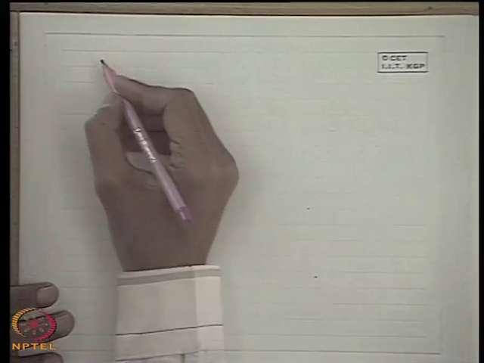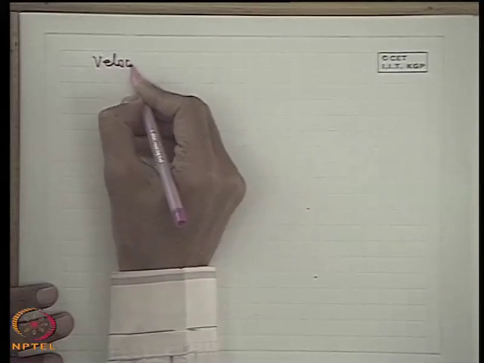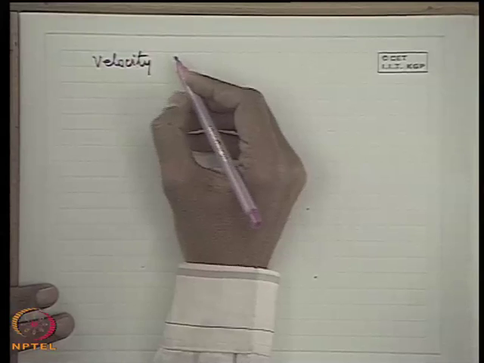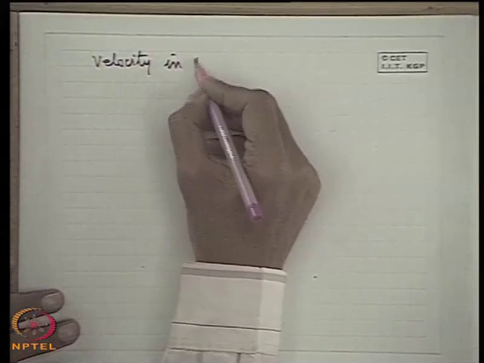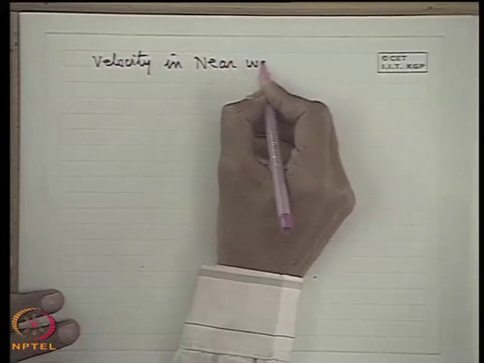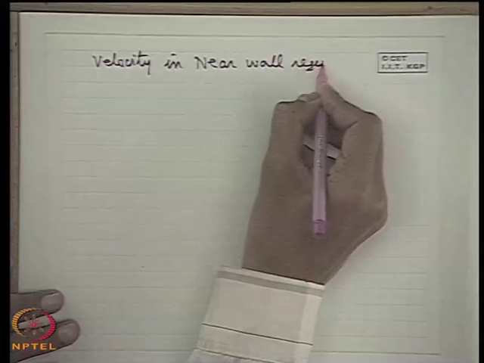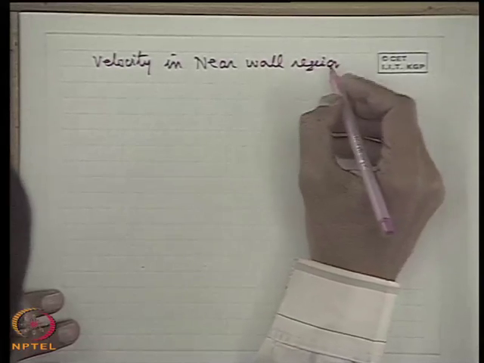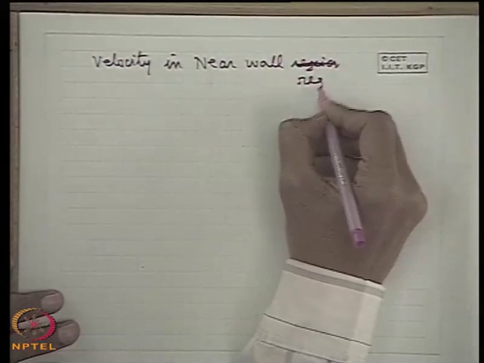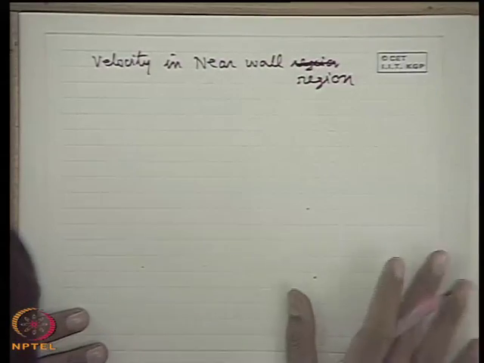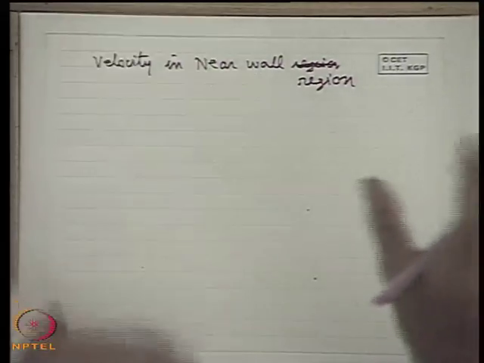Now I would like to discuss the velocity in the near wall region. The most important thing is that when there is a turbulent flow, as I have just discussed, near the wall, because of the viscous interactions, turbulent flow is dying out.